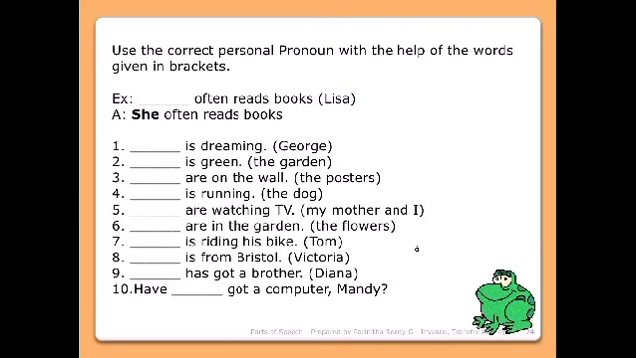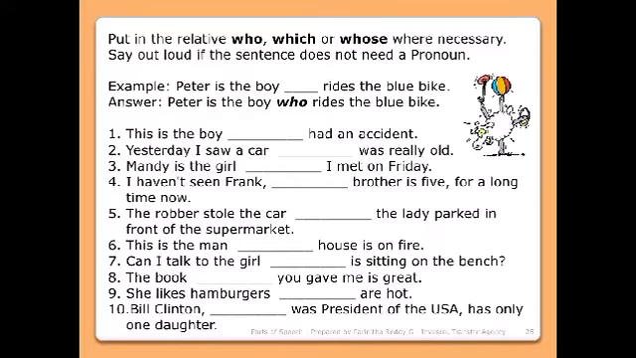My mother and I are watching TV. Flowers are in the garden, etc. So you would have to fill in the suitable pronouns over here in the sentence building. You have to put the relative who, which, and whose where necessary. Say out loud if the sentence does not need a pronoun.